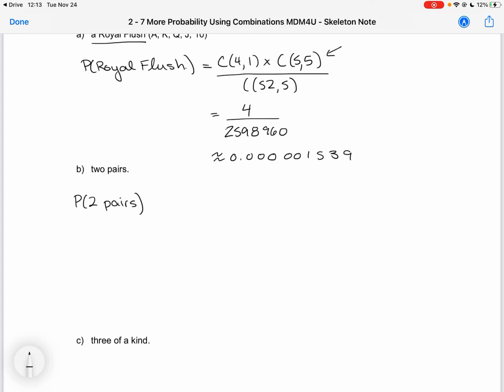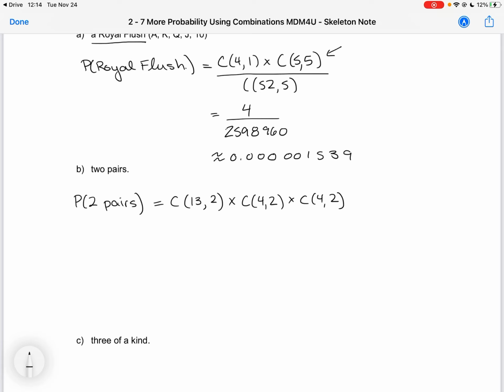So the first thing that you want to start from is you're going to look at 13 cards and you're going to choose 2 of them because you want a pair. Now, for each card, you've got 4 suits that have the same card, so 4 6s. You're going to choose 2 of them, and you have the same number of possibilities for the other pair of the 2 cards.